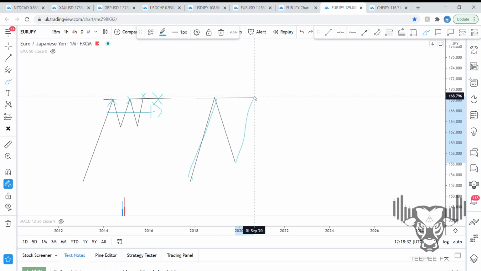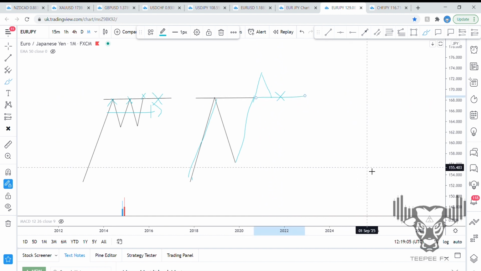So if we do come back to this level, find a confirmed entry here and be able to write it down, we know that this level is intentional. So anything that forms here that gives us a confirmed entry is much more likely to give us this move. On the other side of the coin, if we break that level and then reapproach it, there's a much higher probability that the price will show an intent to reject that level once again.